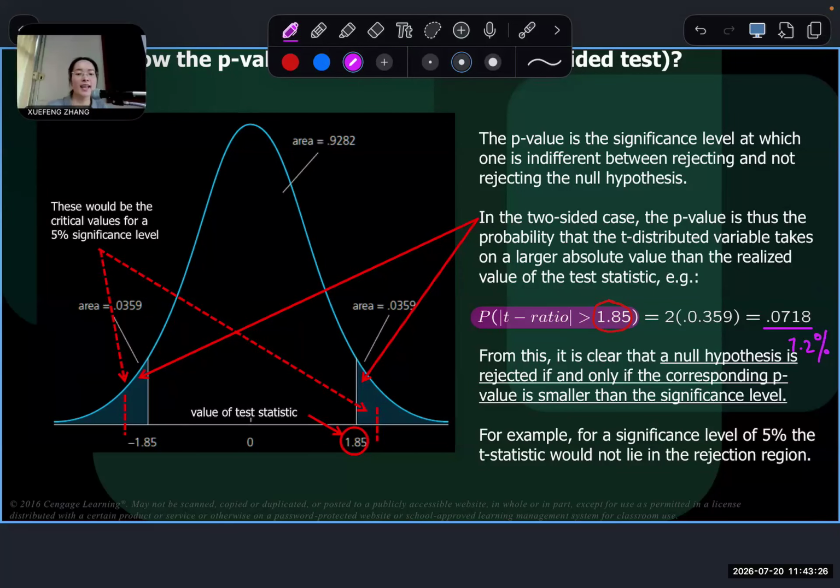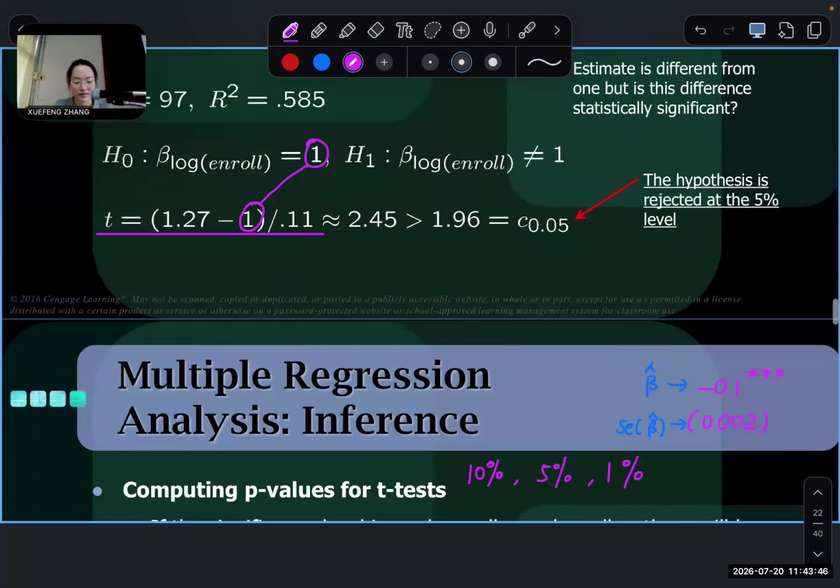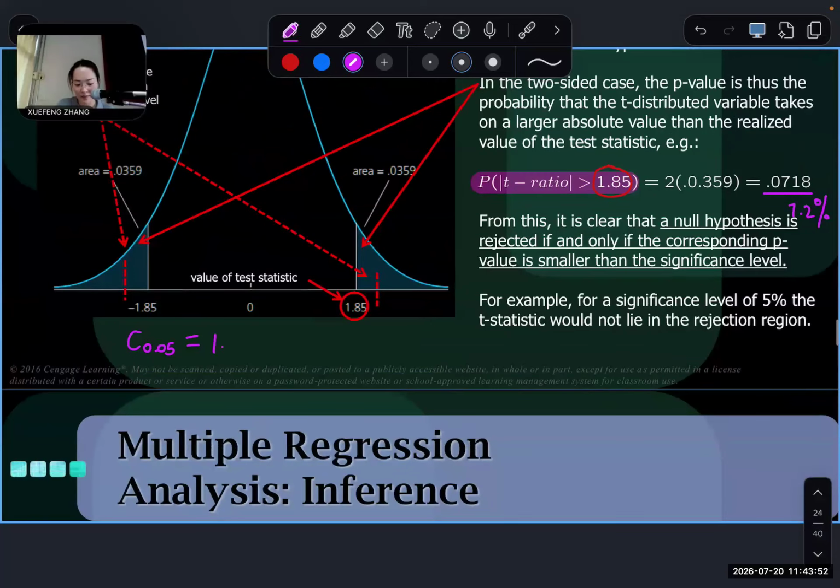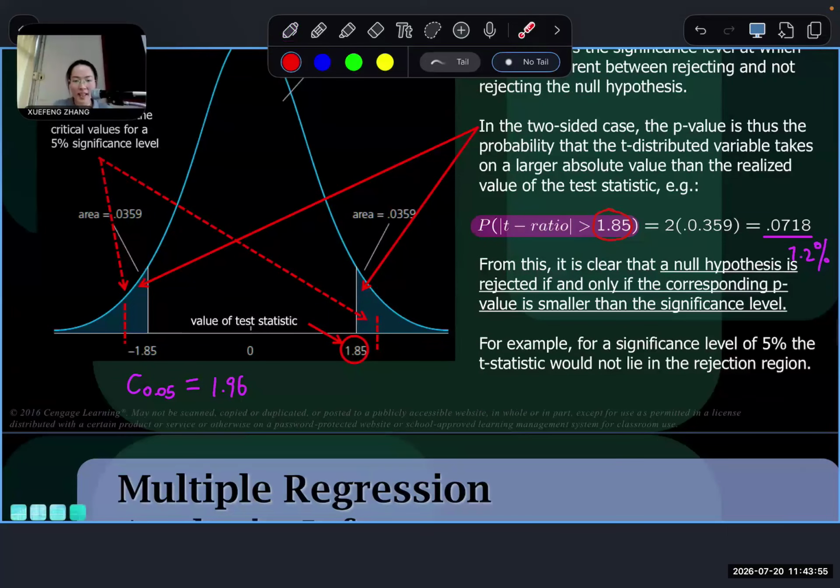Now, let's connect this back to what we already know. At a 5% significance level, what is our critical value? Still remember? At 5%, what is our critical value? It's something around 1.96. So let me write it down here. You see here, 1.96 is somewhere here, right? It's greater than 1.85.